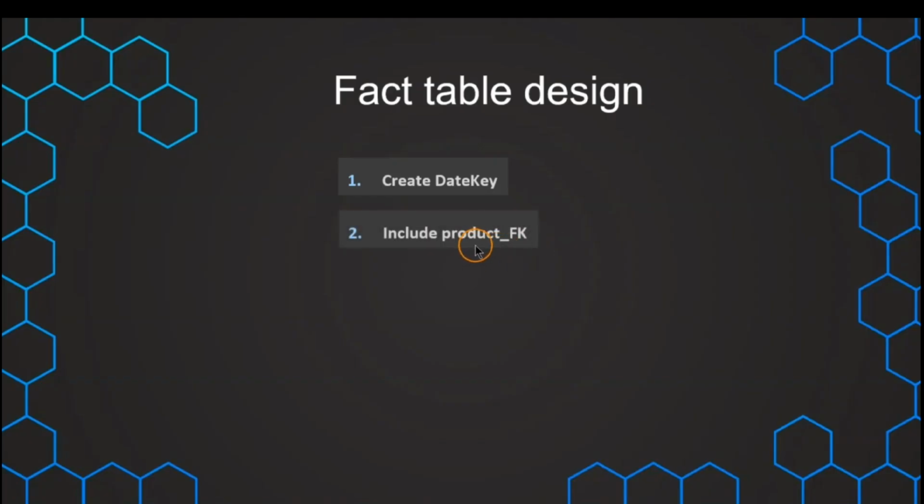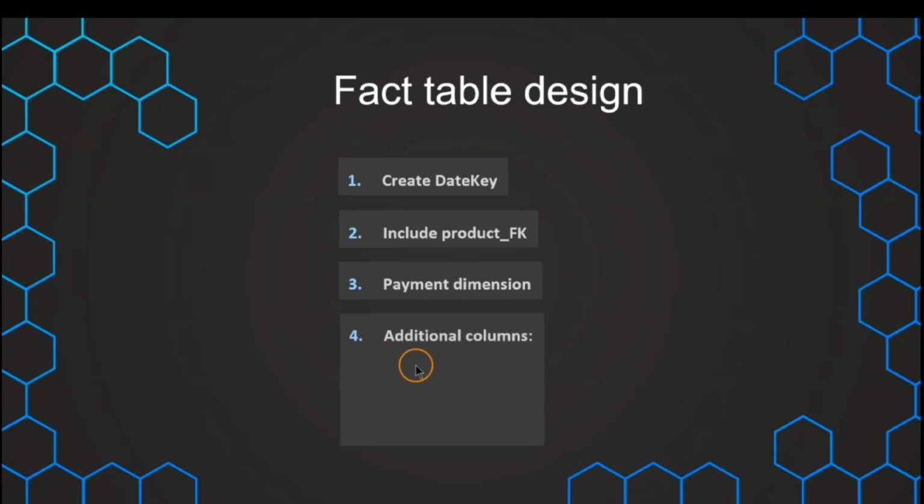Afterwards, we've mentioned we also need to include the foreign key for the product dimension. Then we want to set up the payment dimension. This is the junk dimension that we've talked about. And of course, then also we want to calculate our additional columns. So we said we want to add total cost, total price, and then also the profit. So this is our plan.